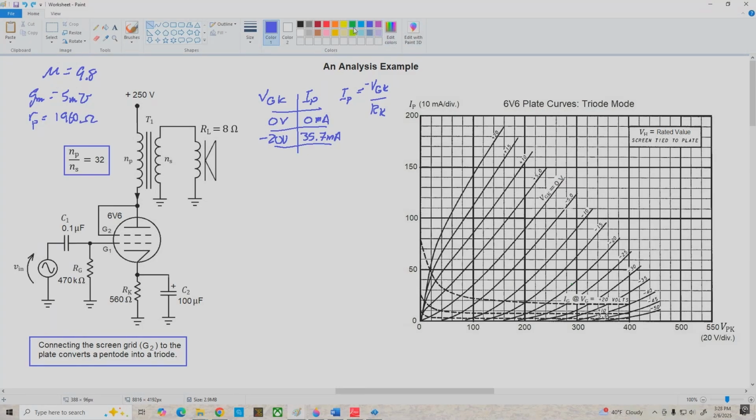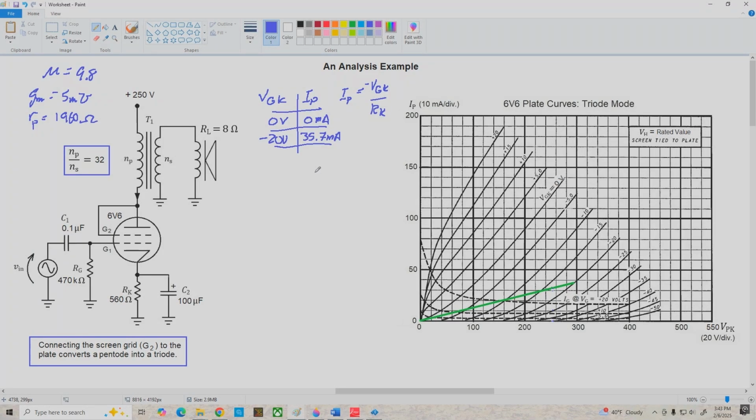All right, I'm going to change my color to green here, and we'll plot this line going from the origin to the minus 20 volt VGK curve at 35.7 milliamps. That's right about here. And keep in mind, we're kind of eyeballing things here a bit. We don't exactly have 64-bit resolution. So if you're doing this at home, your results may vary a little bit from mine, and that's perfectly okay.